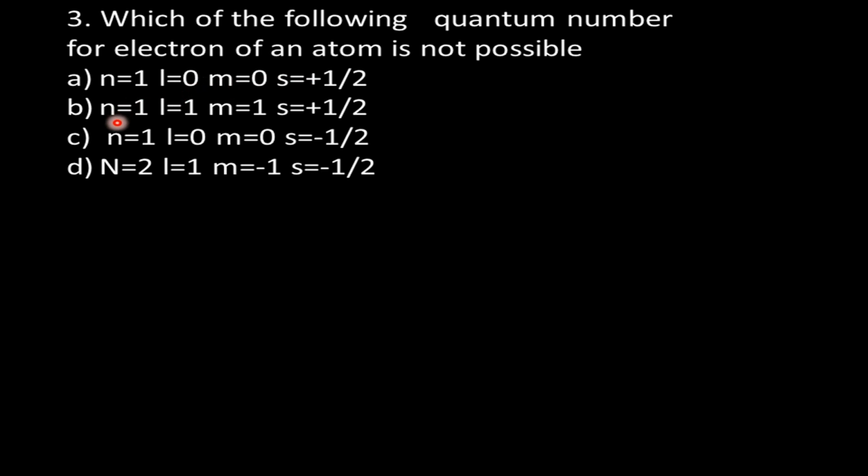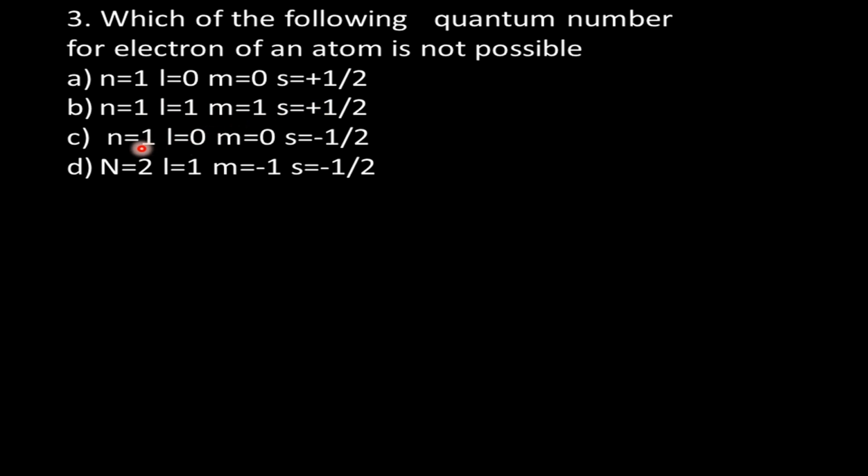Let's see option B. n equals 1. Yes, the first energy level. l equals 1. That is the p sublevel. There is no p sublevel in the first energy level. So considering this, option B is wrong, that means option B is not possible.